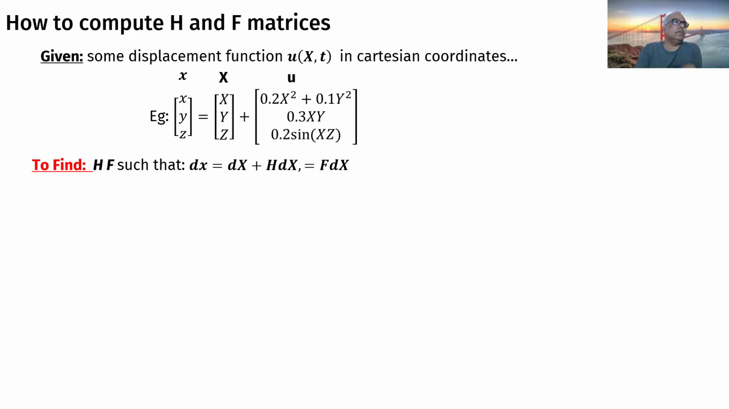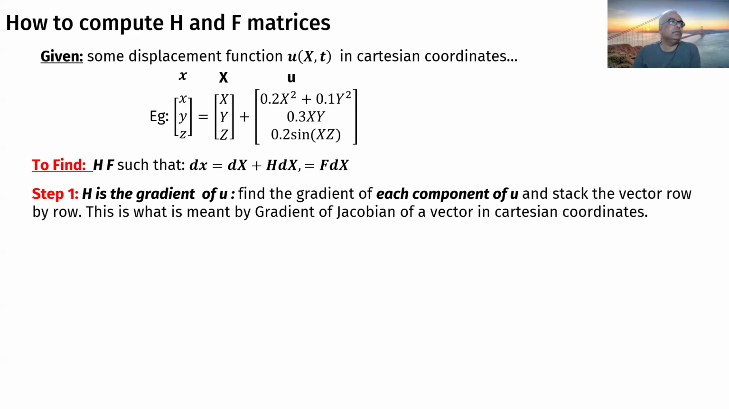Okay, so we want to find h and f such that, just like x equal to that, we have dx equal to d capital X plus h times d capital X. So you can factor out the d capital X and write it as f times d capital X. So how do we find it?